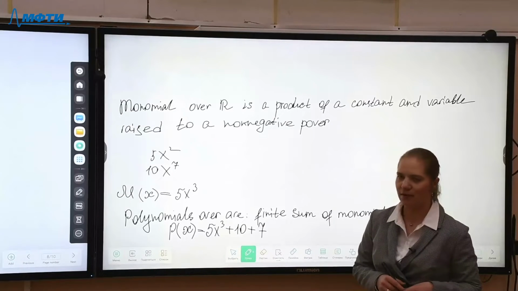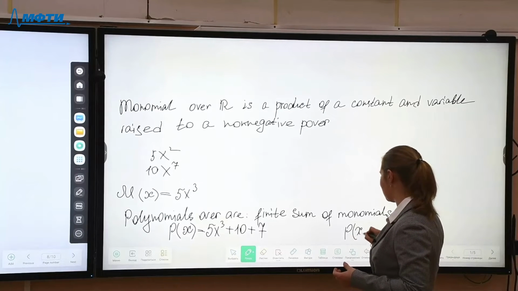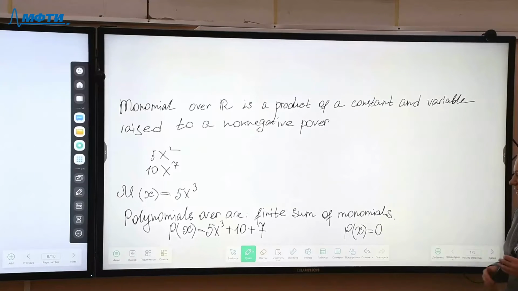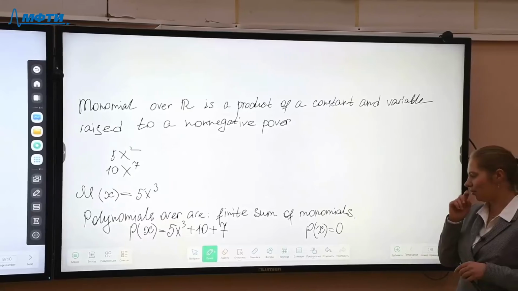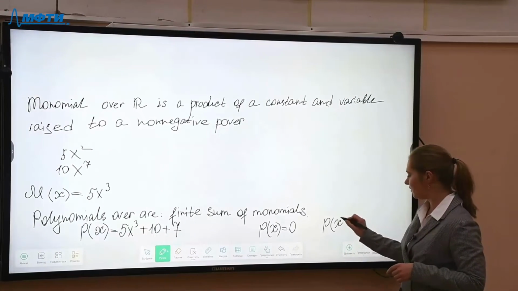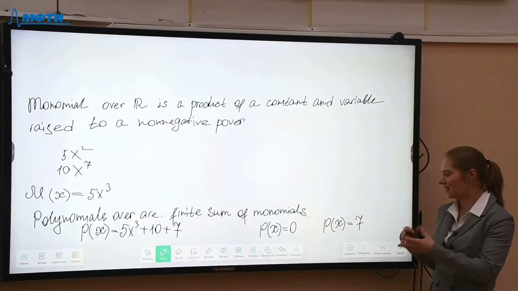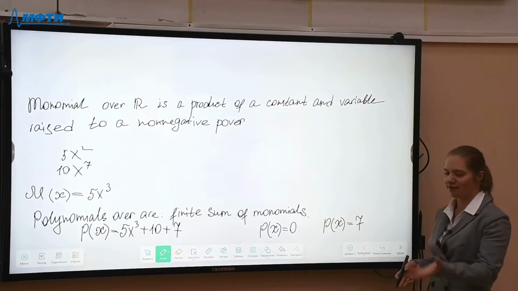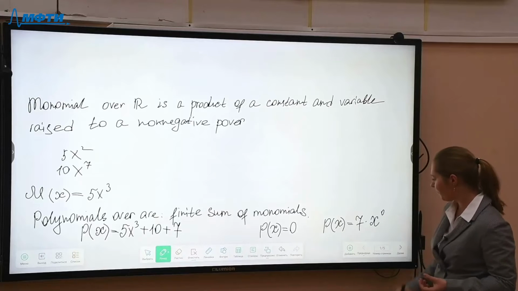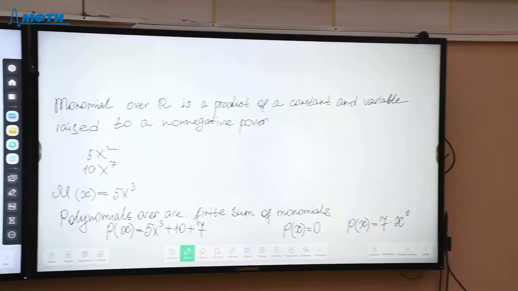Sometimes we're talking about the so-called zero monomial. It is just 0. If p of x is 0, it is also a monomial. But in this case, we say that the degree of this polynomial is minus infinity. If we take a constant, 7, for example, we can also consider it as a polynomial. And now the degree is 0 because we can say that this is 7 times x to the power of 0, and so on.